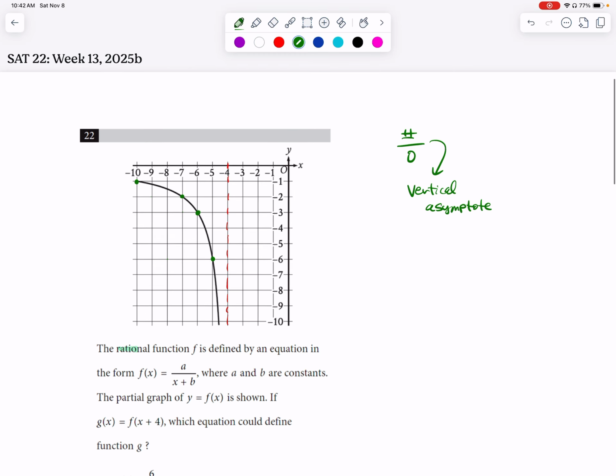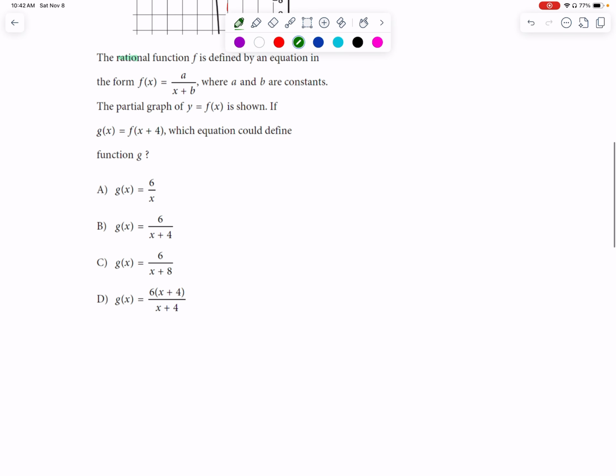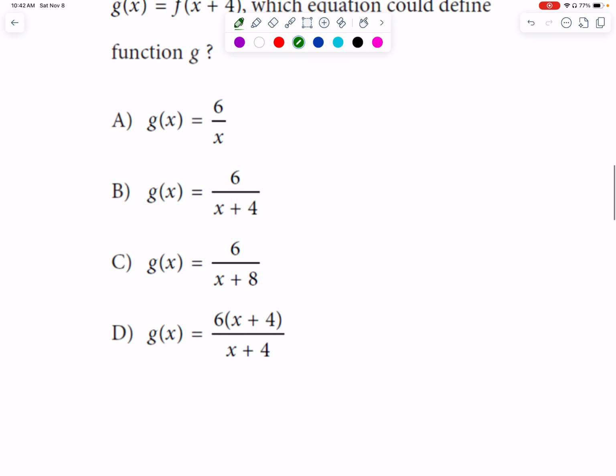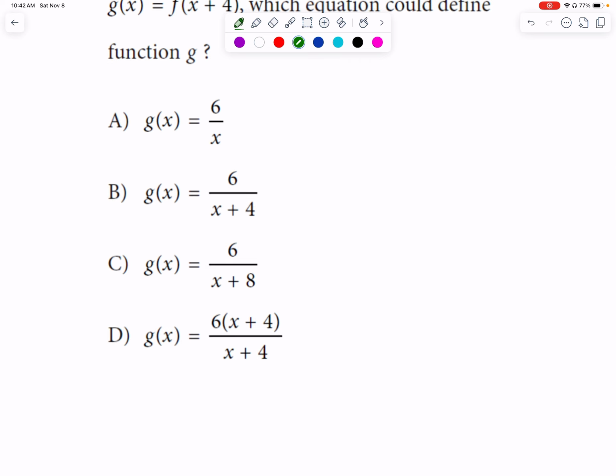Speaking of that, before I even look at that, there's one of these answer choices I'm going to automatically eliminate, and that is going to be answer choice D. And here's the reason why. If I take a look at the expression here, 6 times x plus 4 divided by x plus 4, these two x plus 4s are going to divide away. It's like 5 divided by 5, 17 divided by 17, that's equal to the number 1, as long as x is not equal to -4.